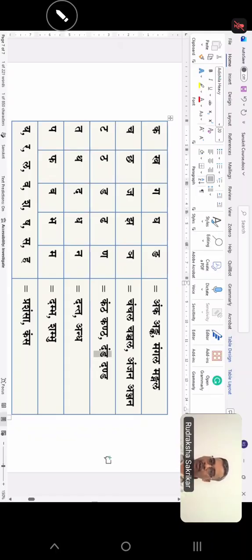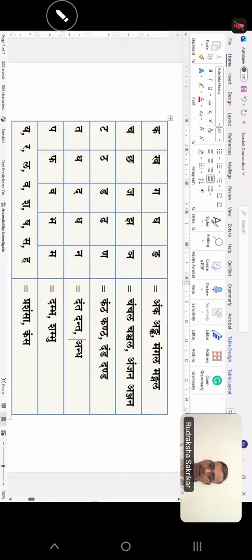So after Anuswara, the next letter is D, and in the family of D, the nasal sound is N. So we have to write like this, Danda. Same rule for the other words, Danta. After Anuswara, there is T, and in the family of T, the nasal sound is N. Ta, tha, da, dha, na.